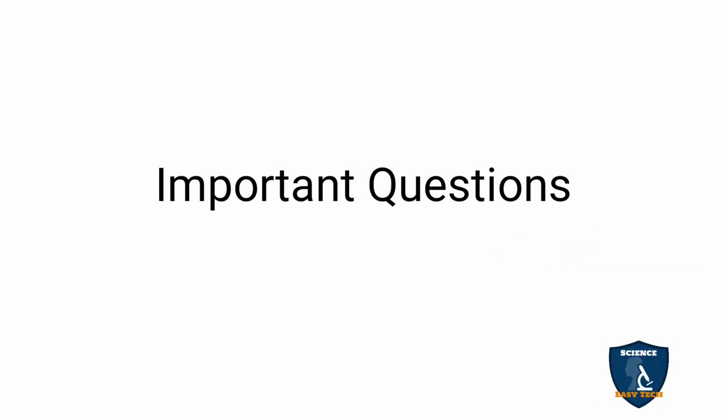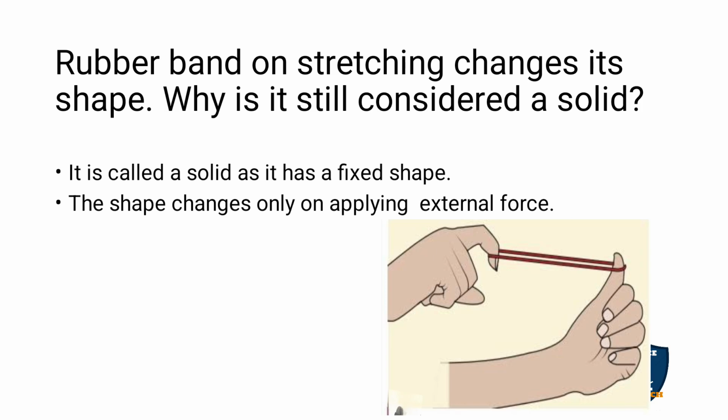Now, important questions regarding solids. A rubber band on stretching changes its shape. Why is it still considered a solid? The rubber band is changing shape, but it is also a solid. Why? You can see a rubber band stretching here. It is a solid because it has a shape, whether spherical or oval. You can see it was like this only, a small spherical or oval shape. So the rubber band has a definite shape.